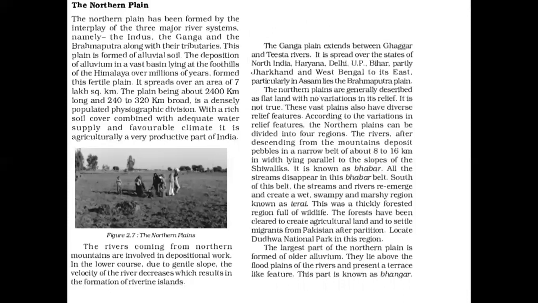And the Ganga Plain extends between Ghaggar and Tista. It spreads over the states of northern India: Haryana, Delhi, UP, Bihar, partly Jharkhand, and West Bengal to its east. The northern plain is generally described as flat land. The river, after descending from the mountain, deposits pebbles in a narrow belt of about 8 to 16 kilometers in width, lying parallel to the slope of Shivalik, which is known as Bhabar.